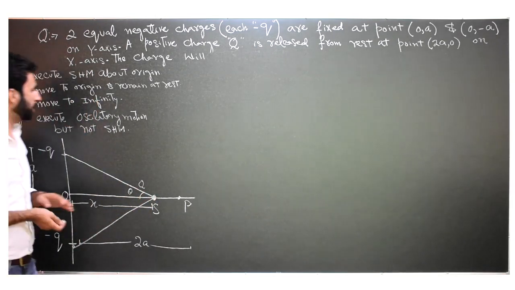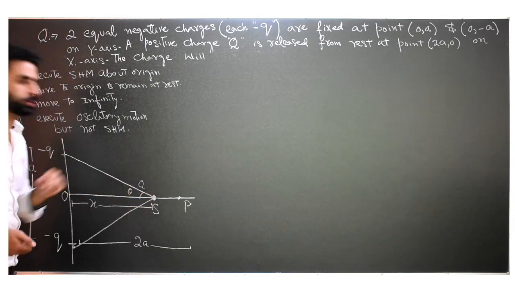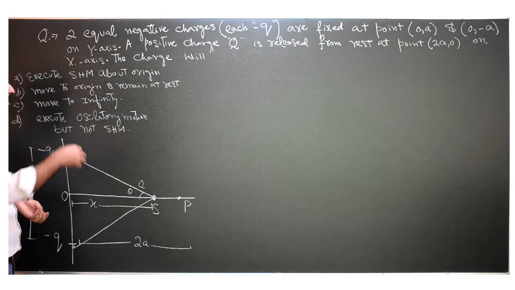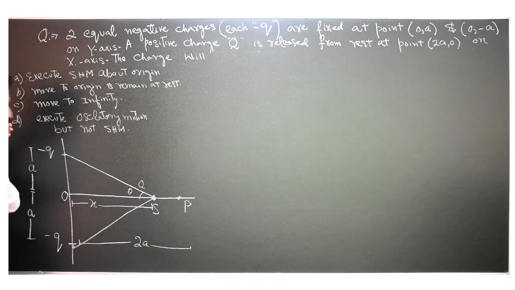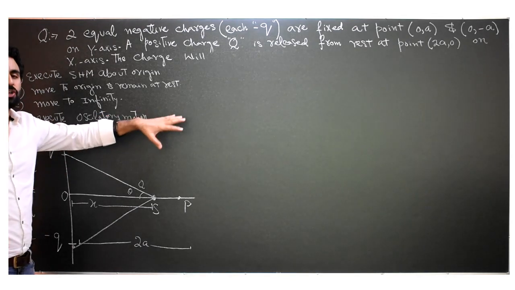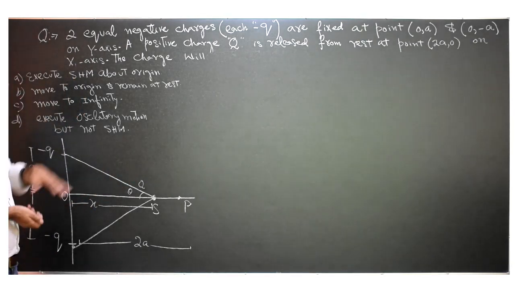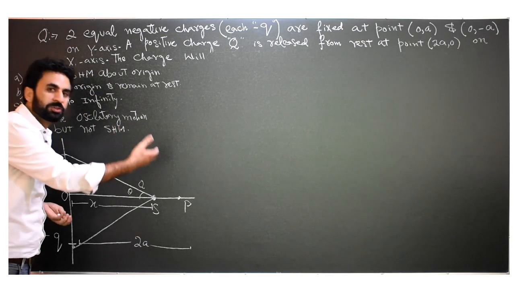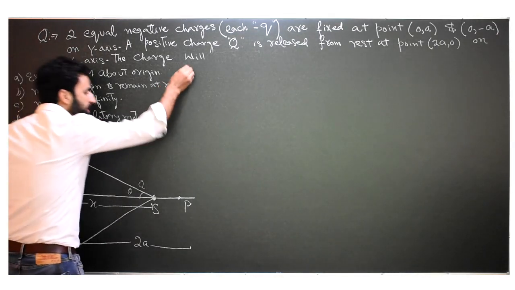Now what we are supposed to look into is the nature of the motion of this charge Q. Whether it will be simple harmonic motion, whether it will be oscillatory motion but not simple harmonic, whether the charge will come to the origin and remain at rest, or whether the charge will move to infinite distance. For that purpose, we should know the nature of the force involved. We should know the dependence of force on distance. Because we mentioned earlier that for the motion to be simple harmonic, we should have linear dependence on distance. So we should have the nature of the force in this particular case.